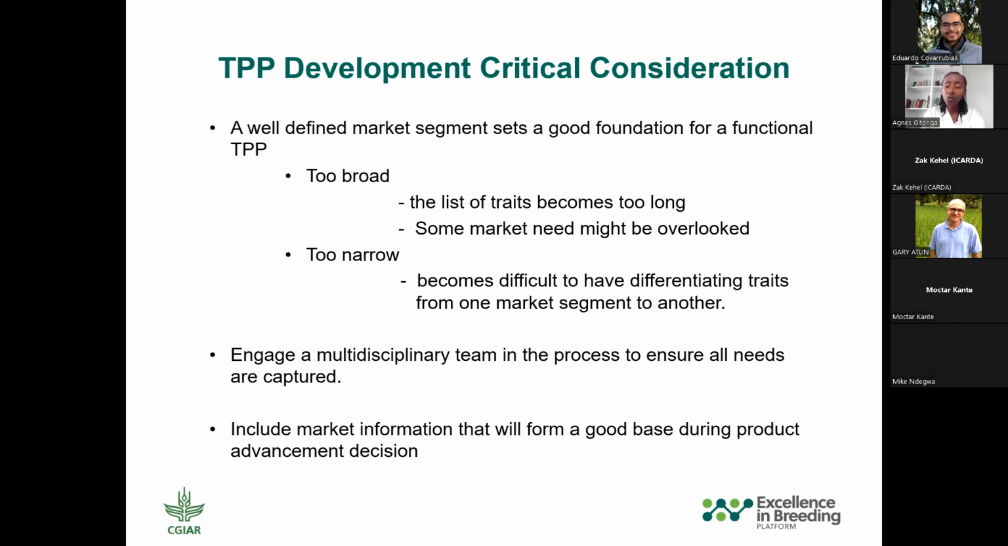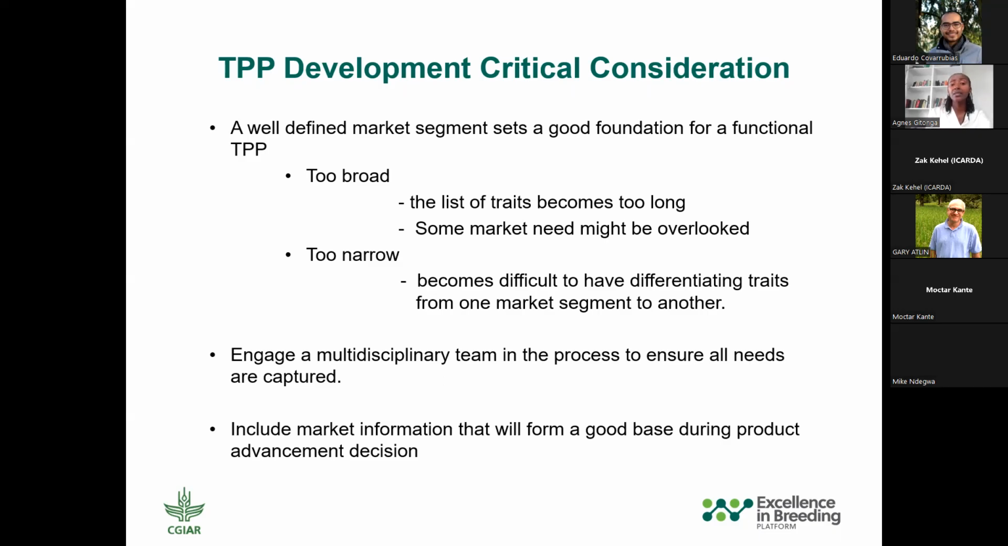The other thing that we need to keep in mind is the engagement of a multidisciplinary team in the process to ensure all needs are captured. This is not a process that is just targeting one discipline, but really teamwork, so that we have all the input that we require. As you have seen from the TPP template, there is input for various teams, and it is important to include all the team members during the process so that all the needs are taken care of.